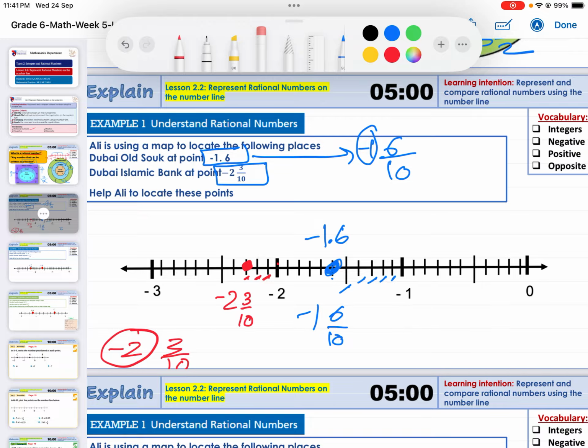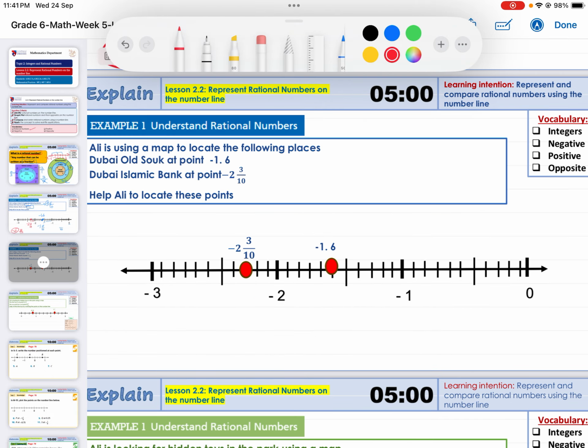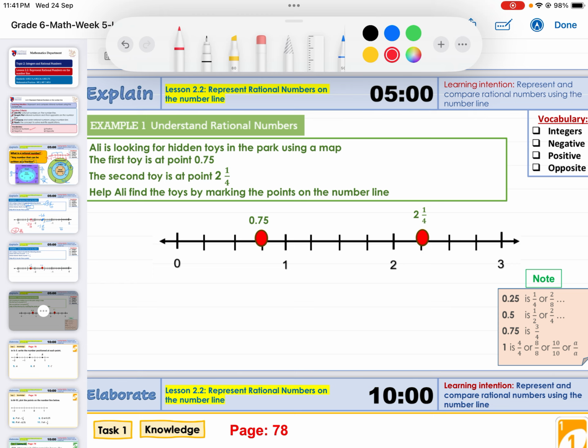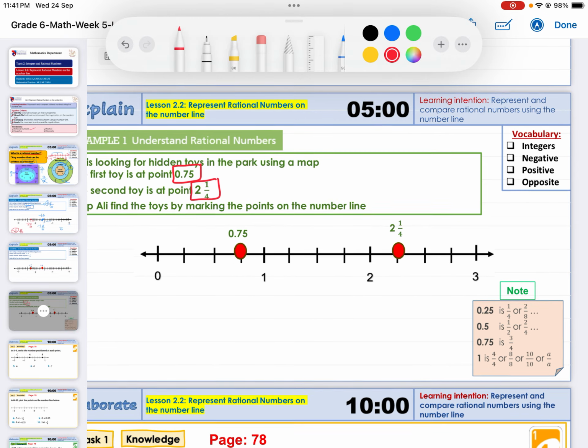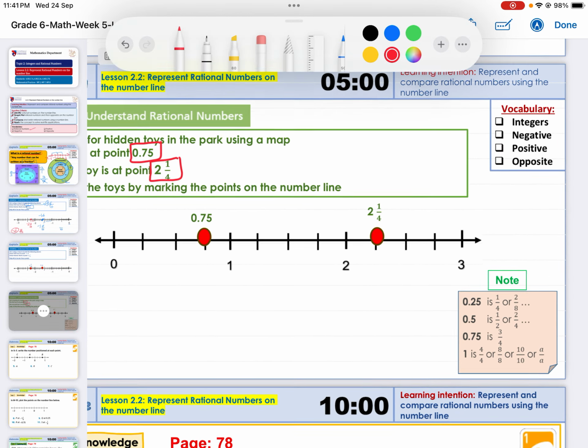Okay. So this is the first example. This is what's required from you. You need to plot or graph the points on the number line. Okay, the number line will be given to you in this lesson. So let's move on. Okay, now we have here, as you can see, another example. We have 0.75 and 2 1/4. Okay, the same idea. Sorry, it's been solved for you. I didn't put an empty number line, but that's okay.